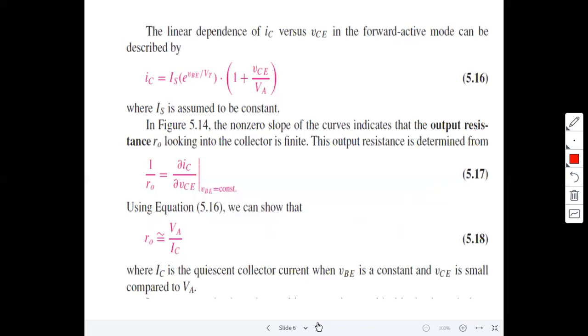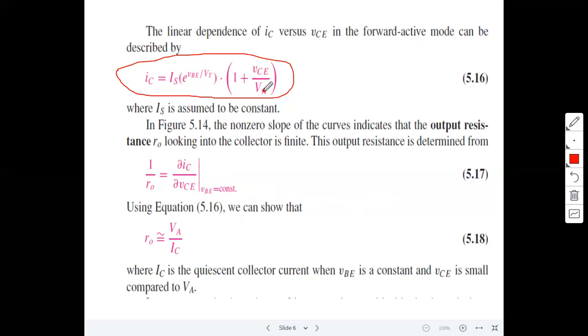Now this is the collector expression with early effect. Up to this point is without early effect: IC is equal to IS into e power VBE by VT. Now with early effect, this expression changes. IC is equal to IS into e power VBE by VT into 1 plus VCE by VA. Not minus here, 1 plus VCE by VA. IS is the constant.